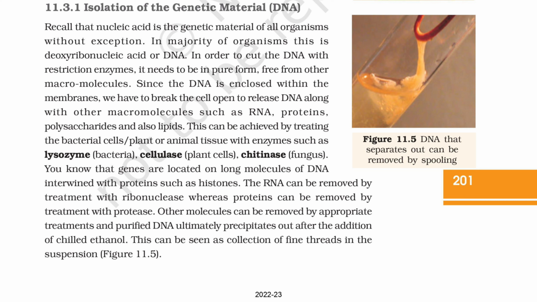This can be achieved by treating the bacterial cells, plant or animal tissue with enzymes such as lysozyme (bacteria), cellulase (plant cells), chitinase (fungus). You know that genes are located on long molecules of DNA intertwined with proteins such as histones. The RNA can be removed by treatment with ribonuclease, whereas proteins can be removed by treatment with protease. Other molecules can be removed by appropriate treatments and purified DNA ultimately precipitates out after the addition of chilled ethanol. This can be seen as collection of fine threads in the suspension.